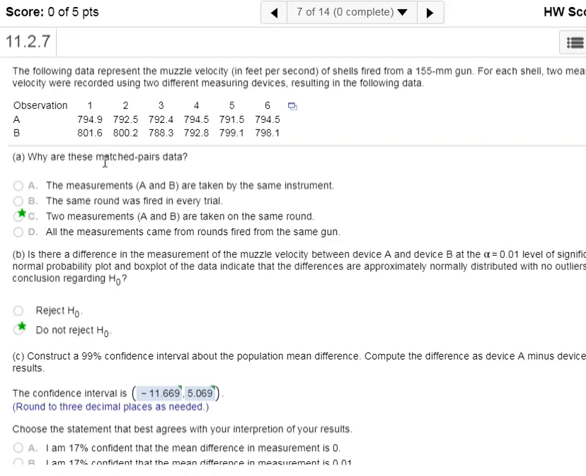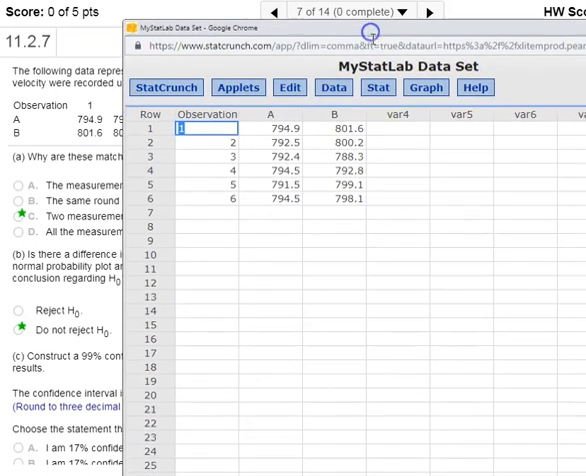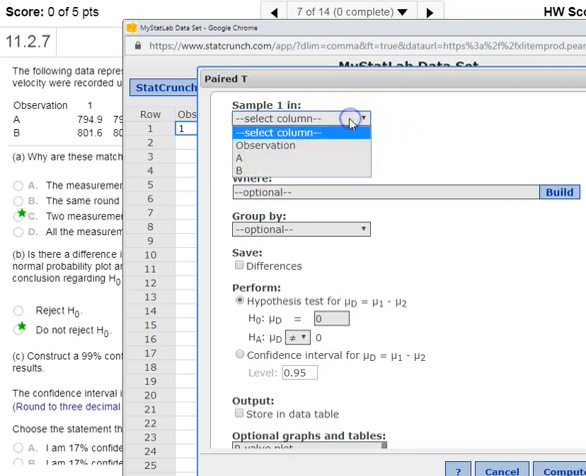And so once again, we're going to run a hypothesis test and construct a confidence interval. So I want to open this data in StatCrunch. And when it loads in StatCrunch, I can go to stat, t-stats, and paired. Sample 1 is column A, sample 2 is column B. And so we're trying to test if there's any difference at all, so we need to have the correct null and alternative hypothesis. Our null is that there's no difference between our averages here, that the difference of the means is 0.